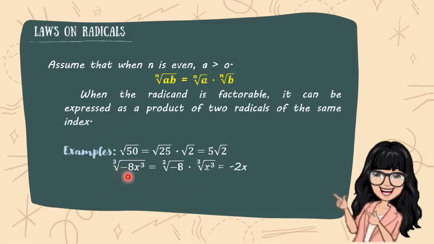Next one, we have cube root of negative 8 x cubed. Is negative 8 a perfect cube? Of course. Is x cubed a perfect cube? Yes, of course. So we don't need to express negative 8 as a product of two expressions, as well as x cubed. We only need to get the cube root of the individual expression. So we need to get the cube root of negative 8 as well as the cube root of x cubed. Cube root of negative 8 is just equal to negative 2, and cube root of x cubed is just equal to x. So our final answer is negative 2x.